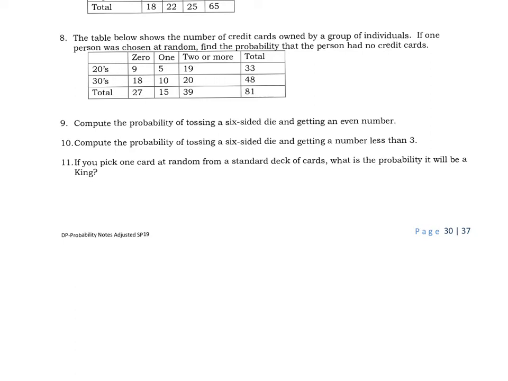Probability practice exercises number 9. Compute the probability of tossing a 6-sided die and getting an even number. Well, there are 6 sides to the die, and even numbers are 2, 4, and 6, so those are 3 possibilities, so that would be 1/2.